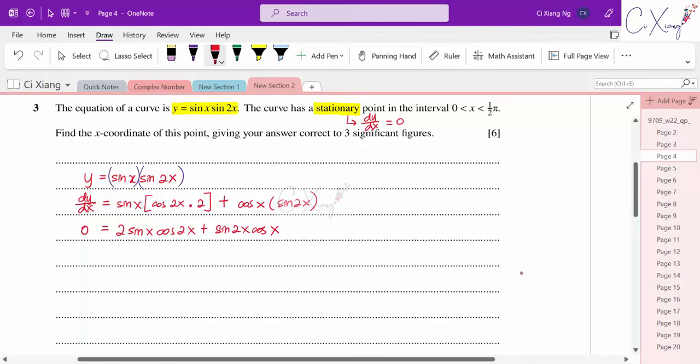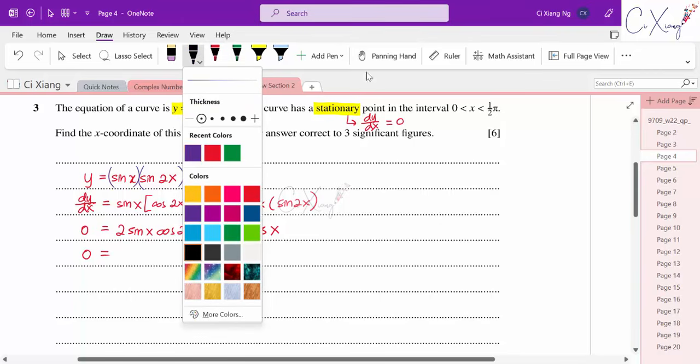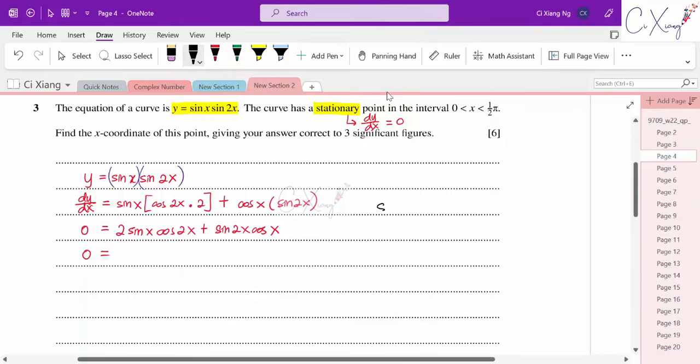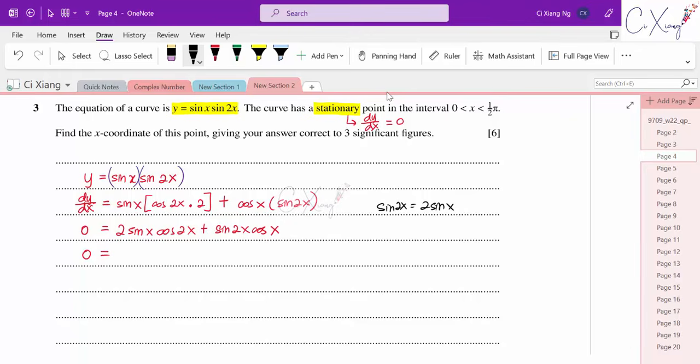From here, I can't factorize out anything, and I feel that if I try to expand the sin 2x using the double angle formula, we have one formula for sin 2x, right? The double angle formula, sin 2x can be written as 2 sin x cos x. This formula can be obtained from the formula booklet, right? And for the double angle formula of sin 2x, I can make it become 2 sin x cos x.